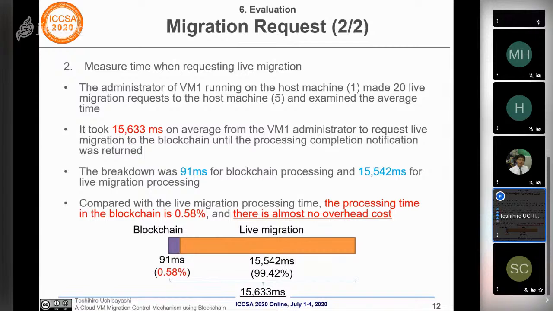Compared with the live migration processing time, the processing time in the blockchain is 0.58%, and there is almost no overhead cost. A very short time.